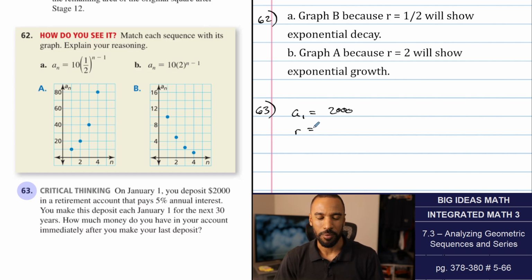I'm using R in a different way right now. That R is not just common ratio. R is the interest rate. So let's do 1 plus this. 5% annual interest is 1.05. You make this deposit each January 1st for the next 30 years.